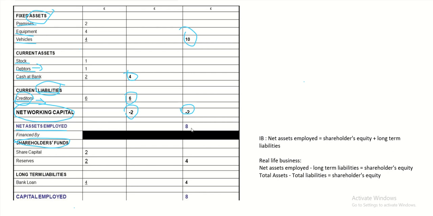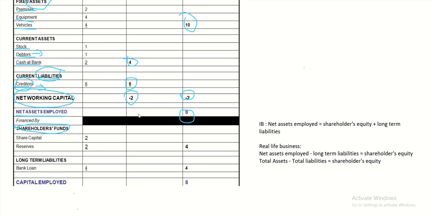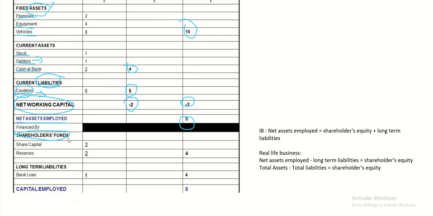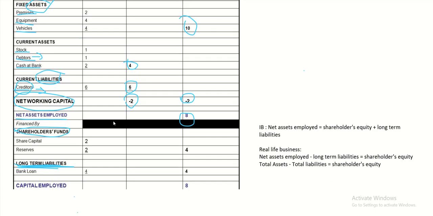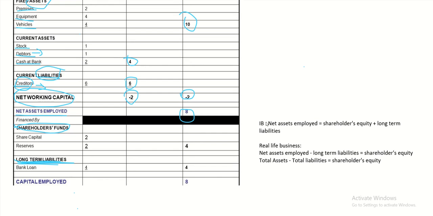Gives us 8. So it's quite unintuitive that IB actually put the long-term liability column down here. But as you can see, as I have outlined it here, IB put the equation of net assets employed equals to shareholders' equity plus long-term liabilities.